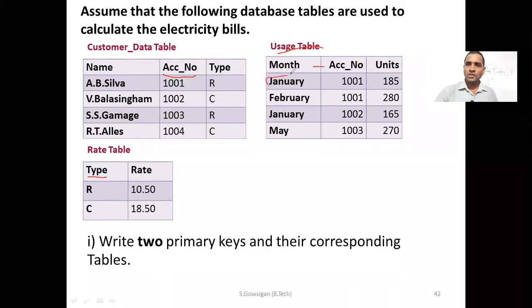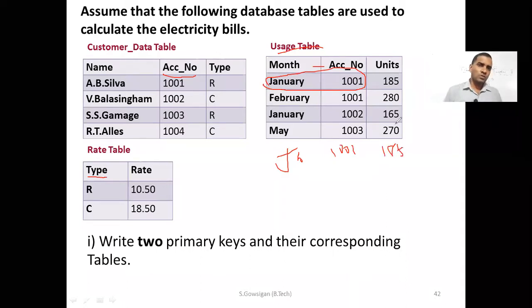So see, this data never be repeated. If you combine month and account number, this is the data. This is your first data. January 1001. See, January 1001 never be repeated because 1001 means, have a look at this, AB Silva. So for January, AB Silva consumed 185 units. If you write January again and 1001 again, you are trying to say the same dialogue. You are trying to say that AB Silva consumed 185, because this is only for 1 year.